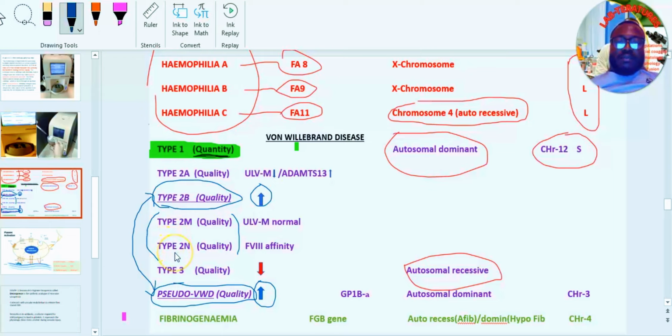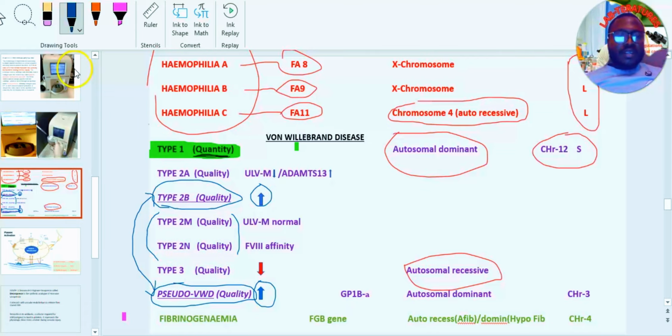And in the type 2N, the qualitative defect is unable to bind to factor VIII. It has a very low affinity to factor VIII, and therefore it leads into bleeding tendencies. So these type 2M and 2N are all qualitative, but why they are defective is that one has a defective binding to platelets, the other has a defective binding to factor VIII.